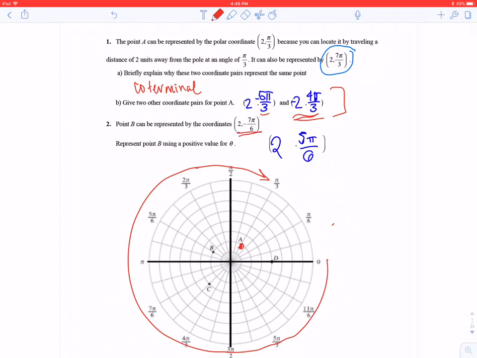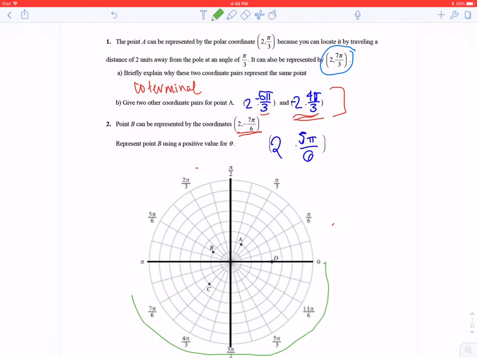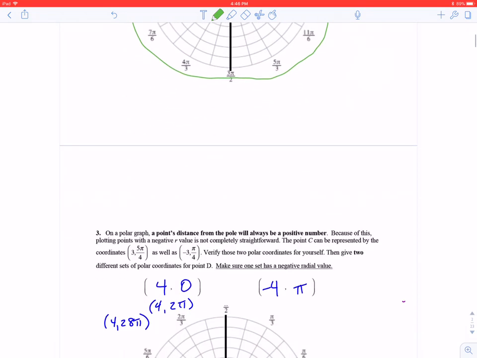We practiced going to negative 7 pi over 6 to land at point B. So if we travel negative 7 pi over 6, you have to know your circle. Negative direction, a little bit past pi over 6. Past pi takes us to 5 pi over 6, out a distance of 2 units. We're at B. Okay, so those are the basics of polar graphing.